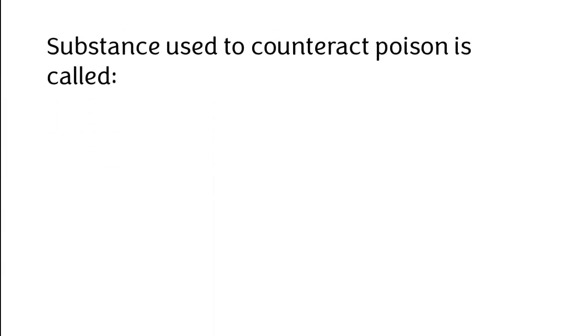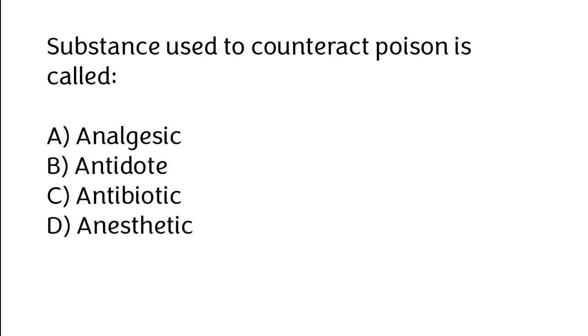A substance used to counteract poison is called analgesic, antidote, antibiotic, anesthetic. The correct answer is option B, antidote.